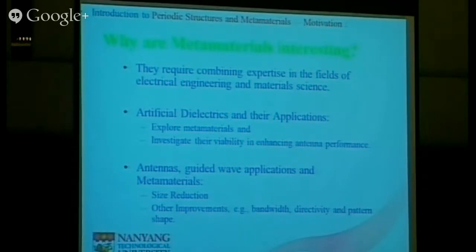You can do some dispersion engineering with the omega-beta diagram, controlling the parametric element values, L and C, in such a way that you can widen the bandwidth. Again, there's a limitation, which we'll realize a little later, but you can do some dispersion engineering to make the bandwidth slightly wider. And of course, the pattern shape and so on you can control by playing with different types of metamaterials or different types of structure slots.